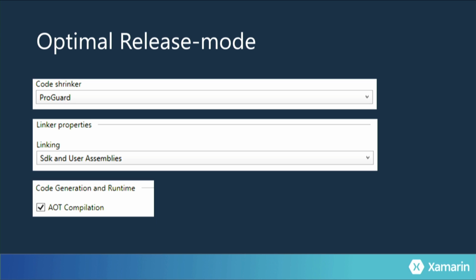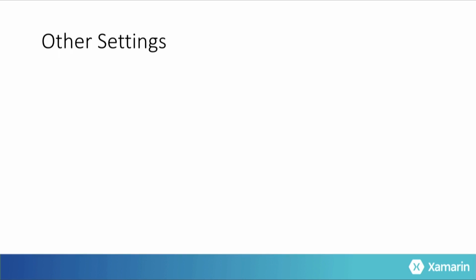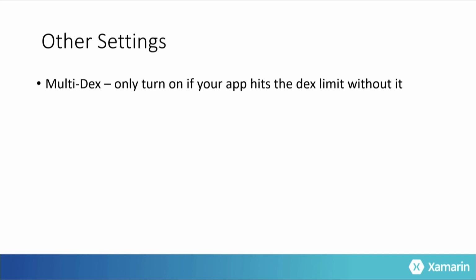So another option is AOT. This is optional. This is going to get you faster startup at the cost of a bigger APK. So that's another thing you can consider for release mode. A few other settings to talk about. These are just maybe so that you know what they are. A lot of these are going to be optional.